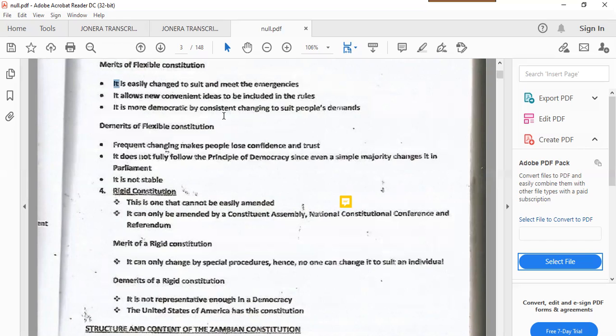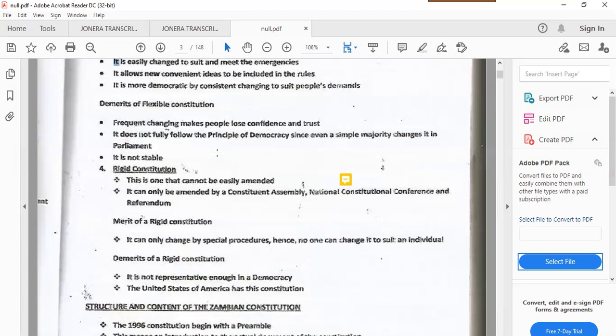It is more democratic by consistently changing to suit people's demands. Democracy is about the people. So if you have a flexible constitution, the people can say, we do not like this, let's change this. So because of a flexible constitution, it is very, very highly democratic.